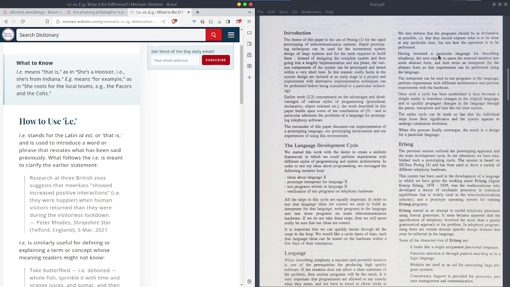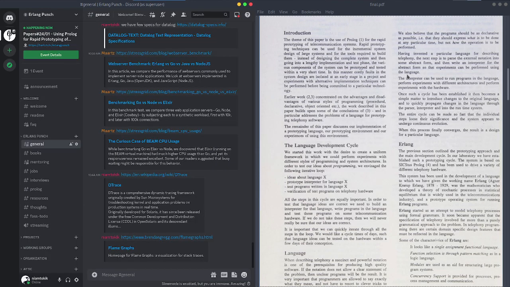Having invented a particular language for describing telephony, the next step is to parse the external notation into some abstract form and then write an interpreter for the abstract form so that experiments can be performed using the language. The interpreter can be used to run programs in the language, perform experiments with different architectures, and perform experiments with the hardware.